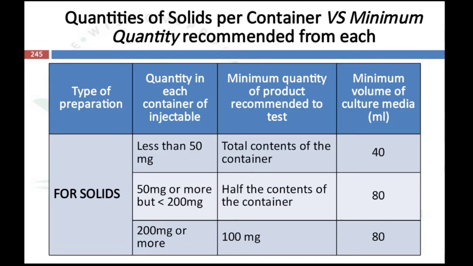Now coming to solid preparation, if each container contains less than 50 milligram, the total content is to be taken for sterility testing with 40 ml of culture media. If each container consists of greater than 50 and less than 200, half of the content should be taken. If each container contains greater than 200 milligram, we have to take 100 milligram from each container and 80 ml of culture media for sterility testing.